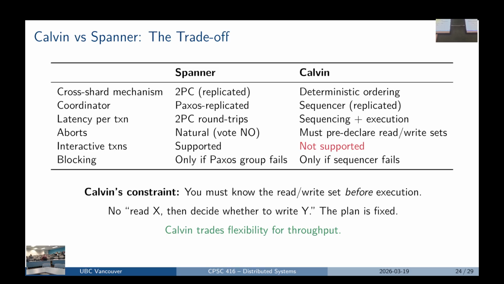But the big thing I think in Calvin's case was, if you know everything that you need to know in advance, Calvin is probably a better solution. If you're trying to solve a more general problem, then Spanner might be the better solution.